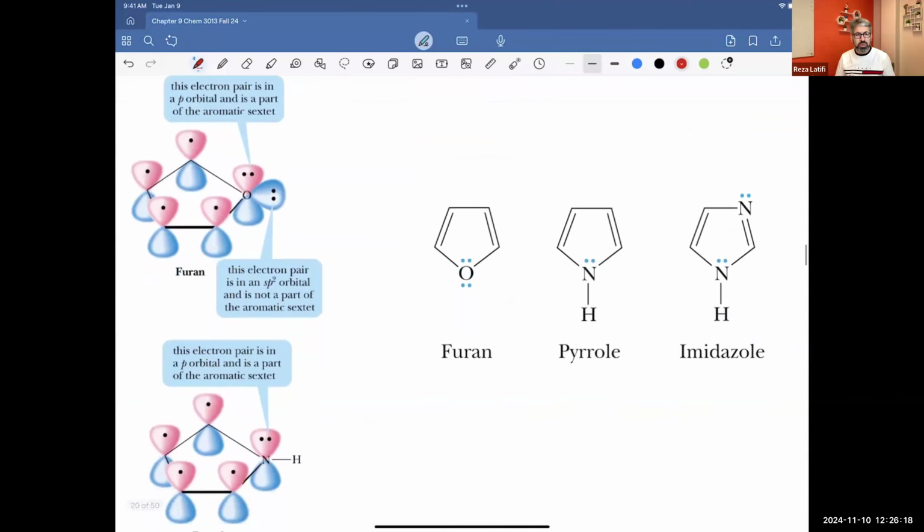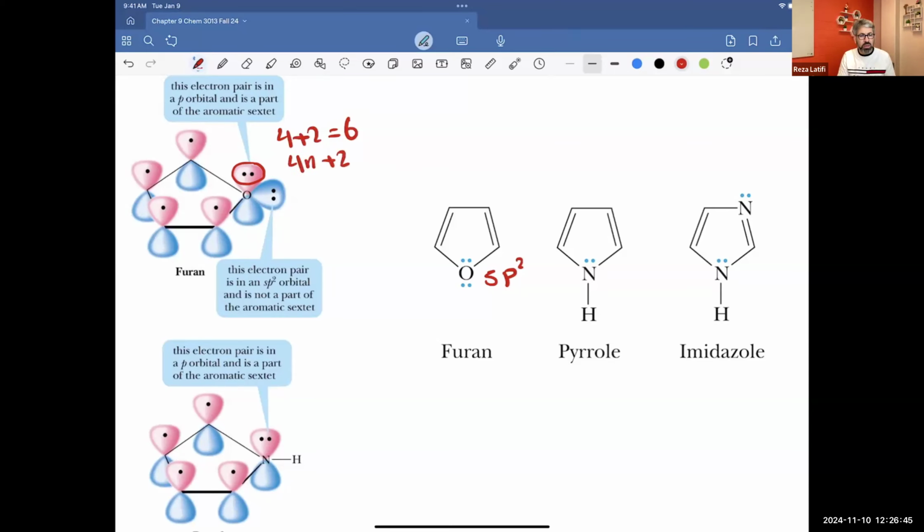How about this one too? For example, oxygen is supposed to be sp3, but if you adopt sp3, then it will not be planar. So how about this? Oxygen will adopt sp2 hybridization. It will use one of the lone pairs and share it with the ring. So now we will have 4 plus 2. We get 6 electrons. That's following 4n plus 2.